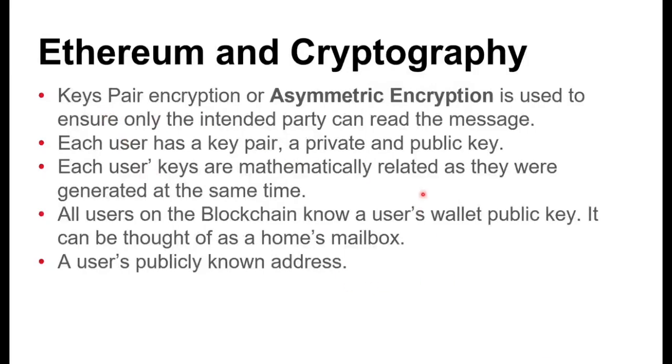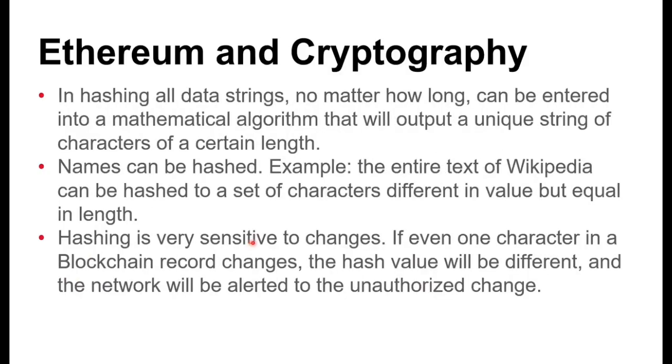So key pair encryption or asymmetric encryption is used to ensure that only the intended party can read a message. So each user has a key pair, a private and a public key. Each user's keys are mathematically related and they are generated together. All users know a user's public key. So the whole community knows a user's public key. That's the way we send information. We send information to the public key. It's no different than when we send information to your home. We have to know your home address. And again, all the community knows a user's public key.